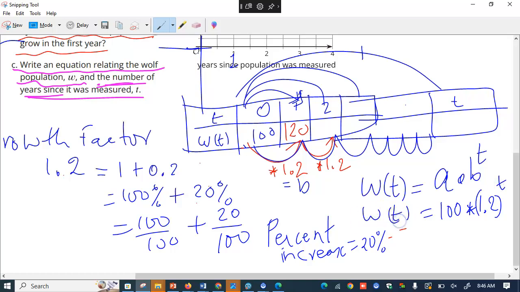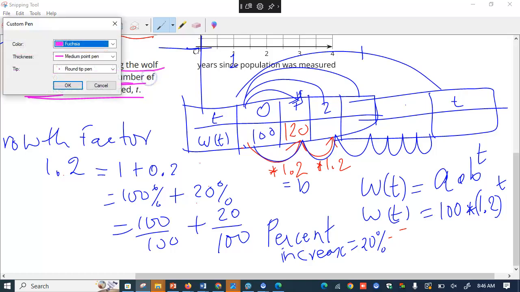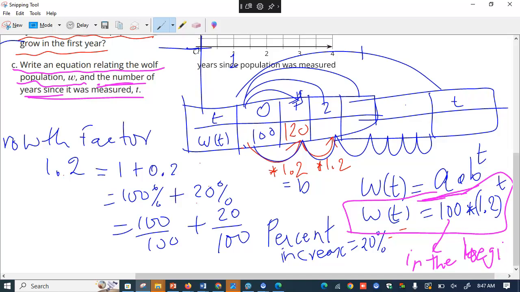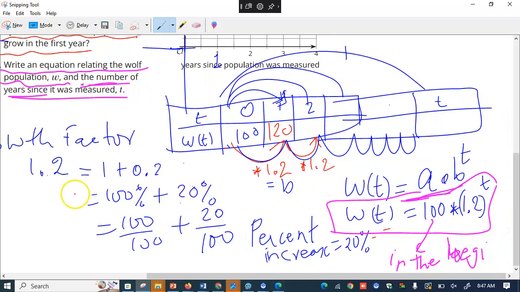So we created another exponential function that models the wolf population. So that's the answer. A beautiful exponential function. So 20% is the percent increase. The growth factor is 1.2. The 100 means in the beginning, when it was measured, that is the wolf population. So that's the beginning. Okay, so that takes care of the three questions, and I hope I made sense.